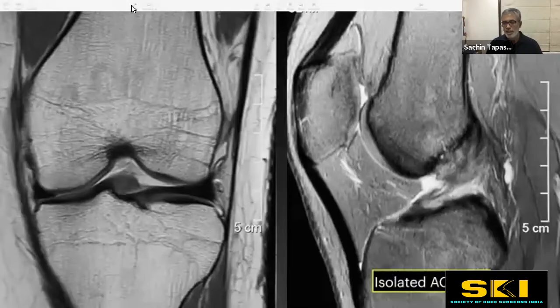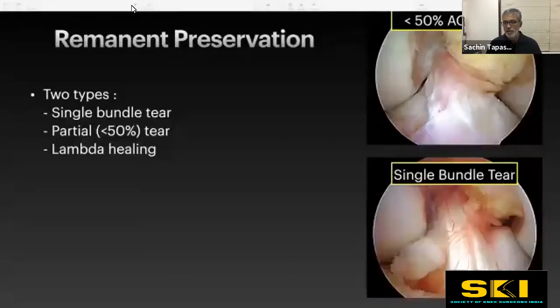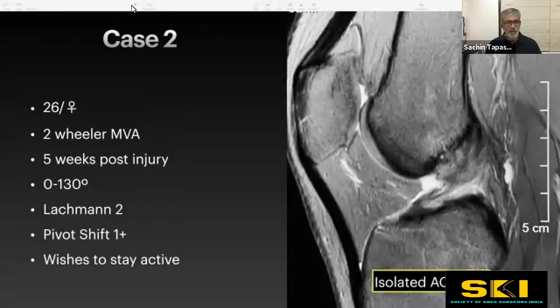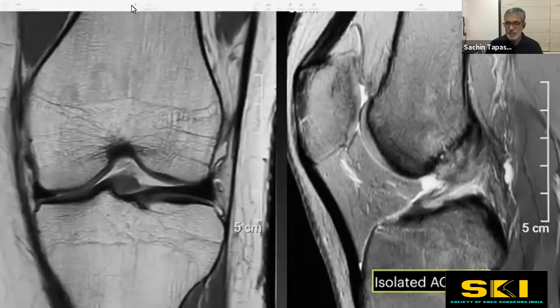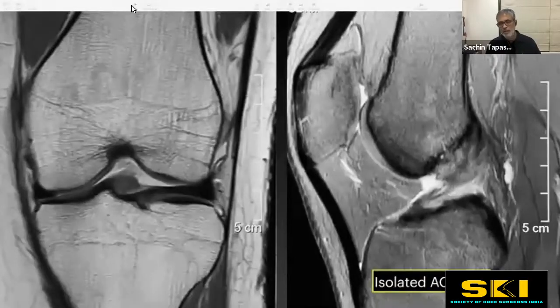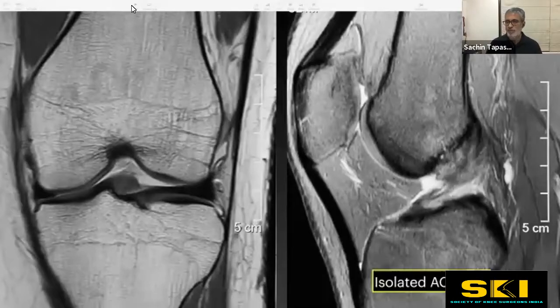Dinsha, I would like you to take up this case and discuss with us what you would like to do. Essentially, on her MRI scan, if you look at her coronal and her sagittal, there is some portion of the stump that is behind. Her Lachman is about grade 2, it is not grade 3. She's got a gentle shift or a gentle glide. So Dinsha, let's have your view on this.